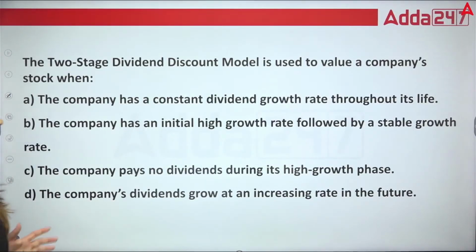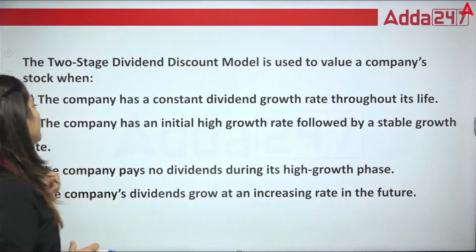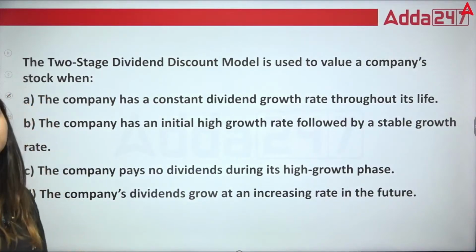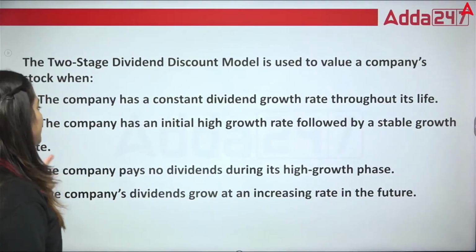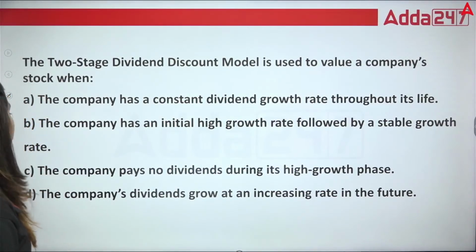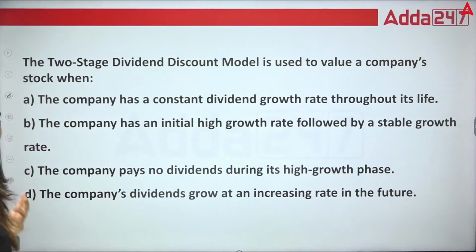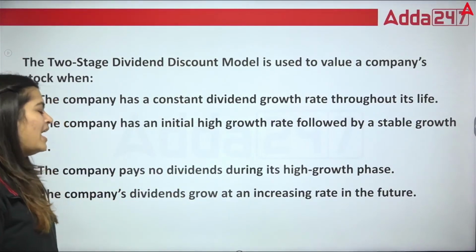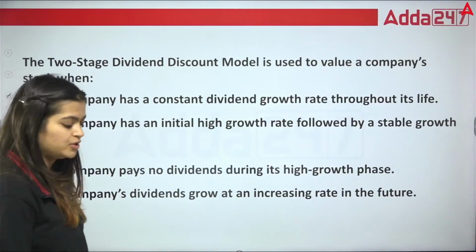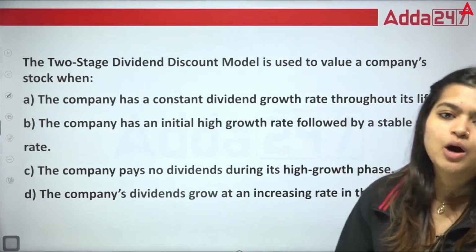The two-stage dividend discount model is used to value a company's stock when: A, the company has a constant dividend growth rate throughout its life. B, the company has an initial high growth rate followed by a stable growth rate. C, the company pays no dividends during its high growth phase. D, the company's dividends grow at an increasing rate in the future. Okay, so in this, they are asking about the two-stage dividend discount model.